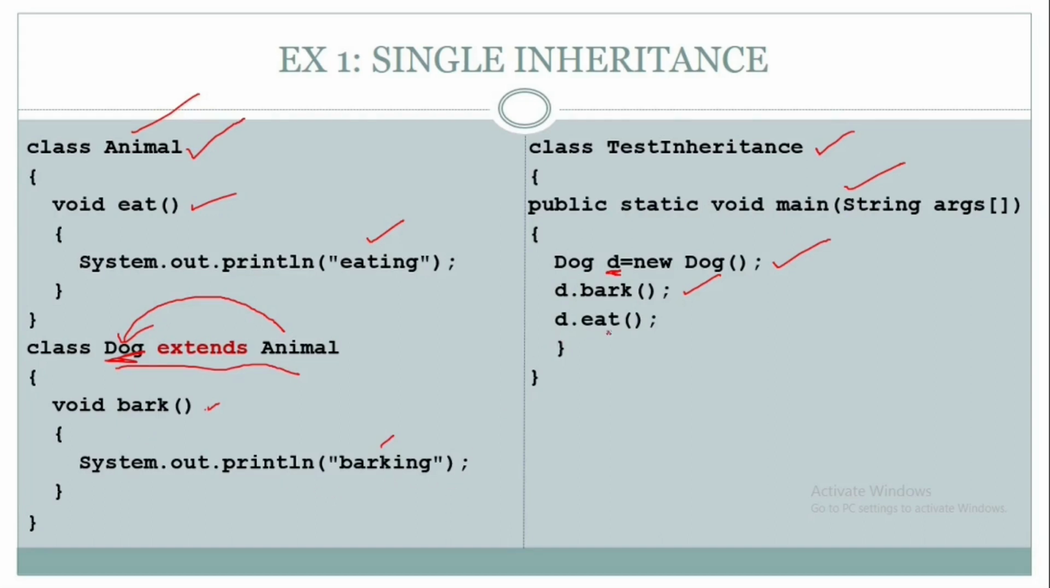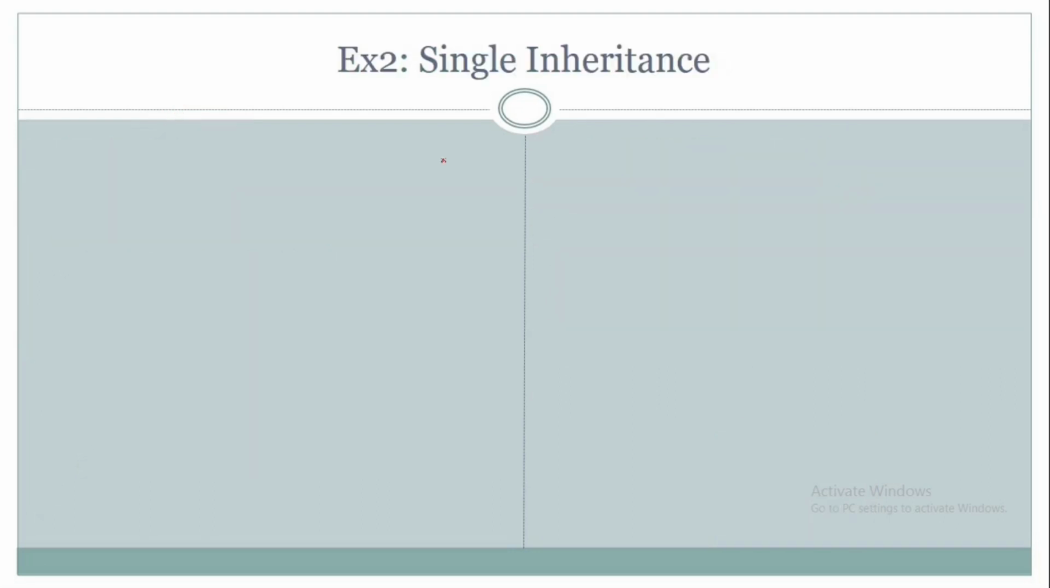Now D dot eat, you might wonder from where eat comes. You know that eat is a method of the animal class, and since dog has inherited all the features of animal, that's the reason using an object of dog I can call the eat method. This is the concept of single inheritance where dog can inherit all the features of animal. What is the output? Barking and eating.